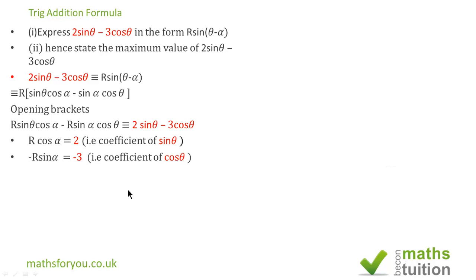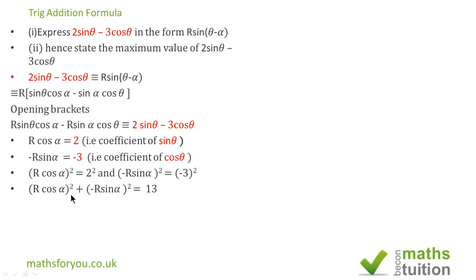If we now square the respective coefficients on both sides, we have that (R cos alpha) squared is equal to 2 squared. And similarly, (minus R sin alpha) squared is equal to (minus 3) squared. Minus 3 squared is 9 and 2 squared is 4. So if we add the left hand side squares and the right hand side squares, we have that (R cos alpha) squared plus (R sin alpha) squared is equal to 4 plus 9, which is 13.